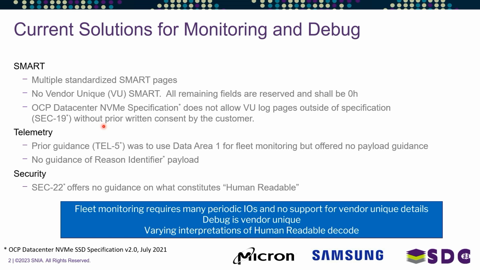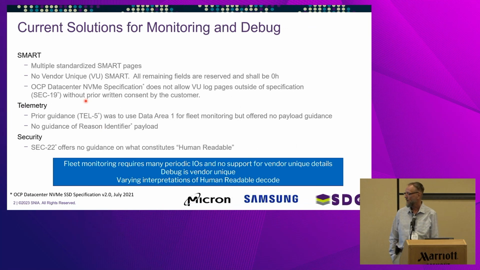And so our current solution ultimately required any sort of fleet monitoring to use multiple IOs if you wanted to cover all of the SMART pages, plus potentially some vendor unique details. The debug was strictly vendor unique, and there were varying interpretations of what even human decodable meant. And that meant that for end vendors, there would be end decoder tools as well.